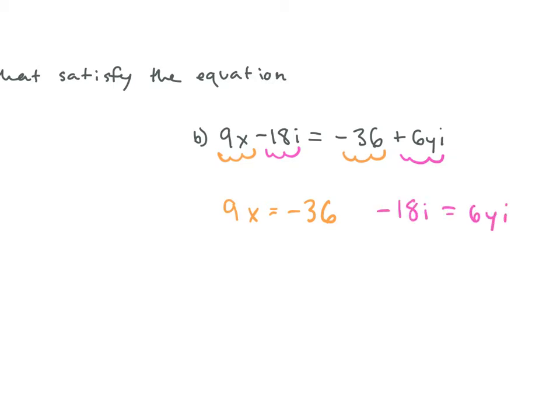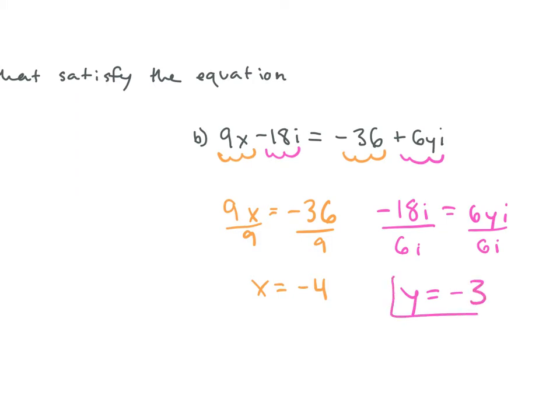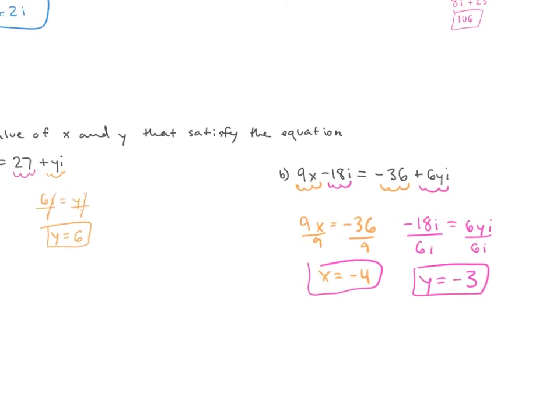So then we solve for x. We need to divide 9 on both sides. So x is equal to negative 4. And then in the second one, we divide both sides by 6i. Y is equal to negative 3. All right, any questions from number 2?